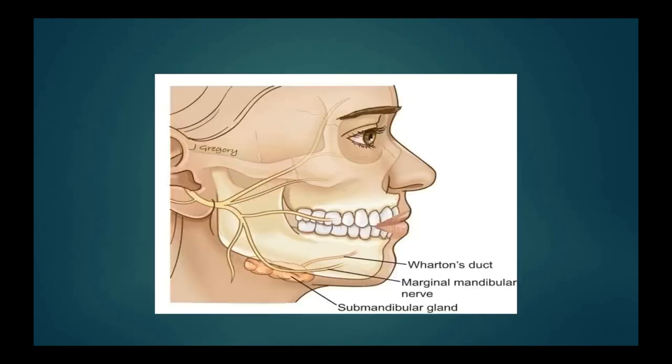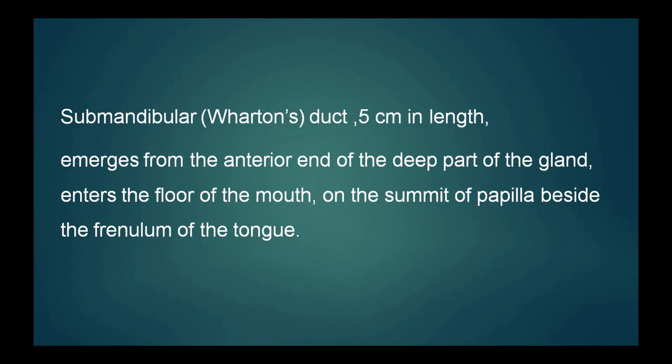So this is the picture showing branches of the facial nerve and the submandibular gland and the duct of the submandibular gland. The duct of the submandibular gland is known as Wharton's duct. It arises from the deep lobe of the submandibular gland, and then it runs in the floor of the mouth and opens on the summit of the papilla beside the frenulum of the tongue. The length of the submandibular duct is 5 cm.